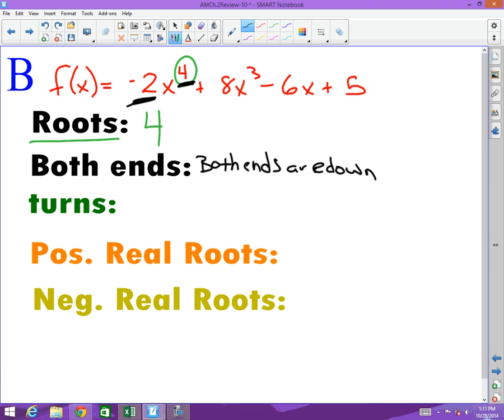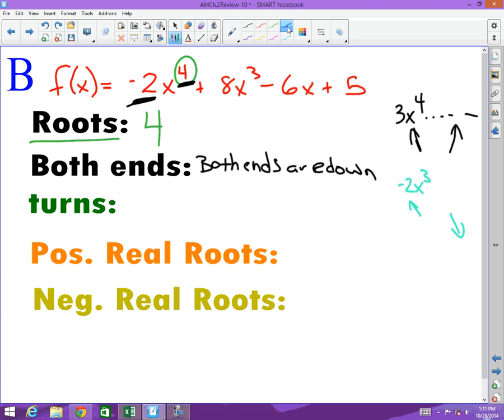If it was something like 3x to the 4th and a bunch of stuff after it, then both ends would be going up. And if it was negative 2x to the 3rd or something odd, then you would have the left end up and the right end down.